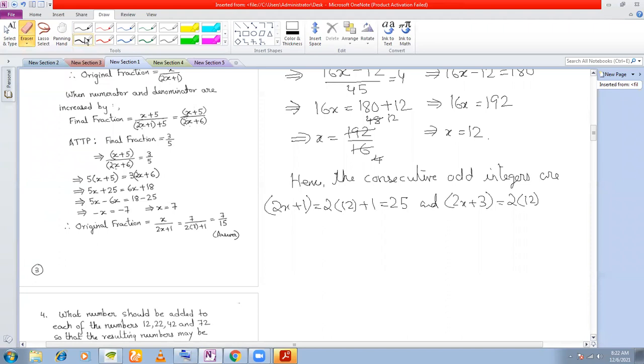So you get 27. So what are the two consecutive odd integers? 25 and 27. This is your answer.